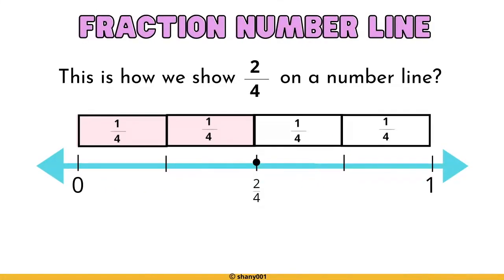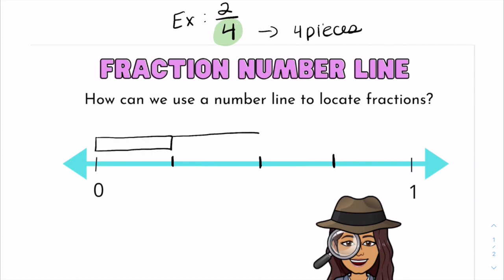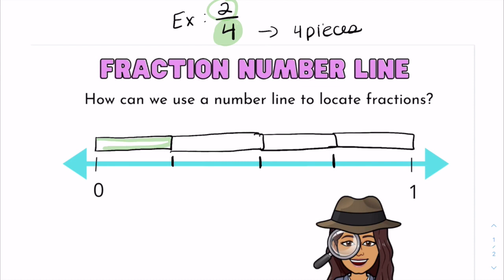This is how we show 2/4 on a number line. To draw 2/4 on a number line, I first will look at the denominator, which is 4, and then I'm going to draw 3 hatch marks on my number line. I then will make 4 rectangles. And since the fraction is 2/4, I will shade in 2 rectangles. And this is how we show 2/4 on a number line.